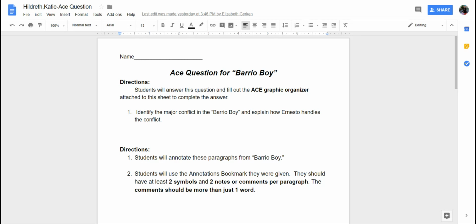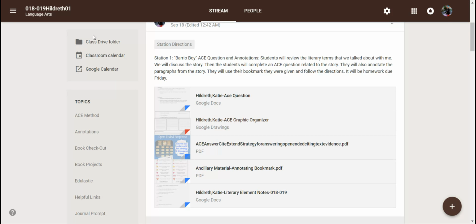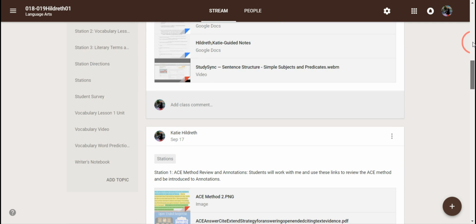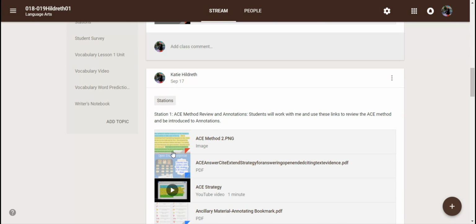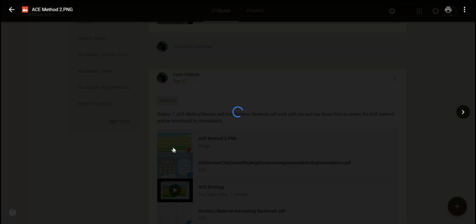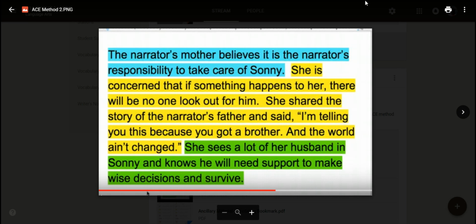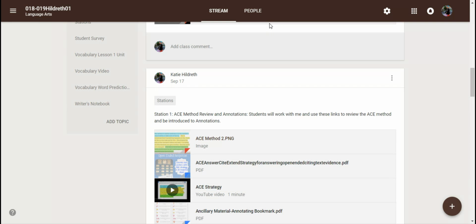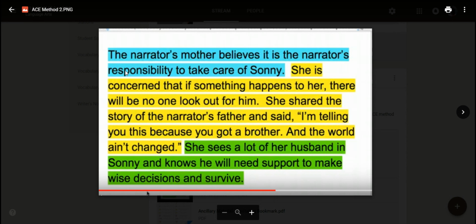Please go back and look at the, I put it in here, or maybe I didn't, but if you go and scroll down, if you're not sure, remember I put this example of the ACE question in. Okay, so, oops, sorry about that.